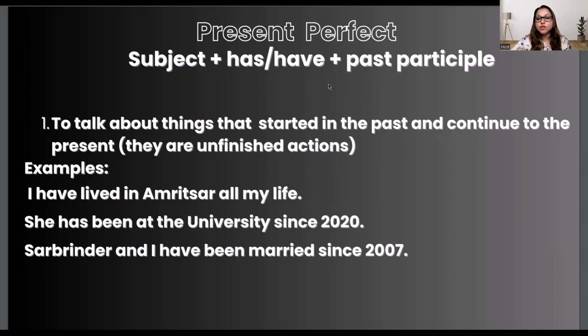She's been at the university since 2020. So it's a continuous process. "Been" is there, and I will talk in detail about the difference between present perfect and present. But "been" is the third form: be, was, been. Okay, she's been at the university since 2020.